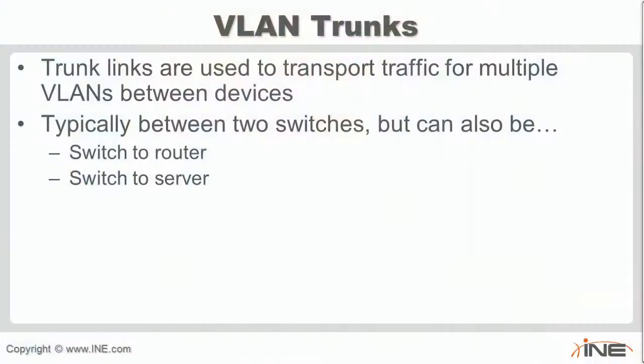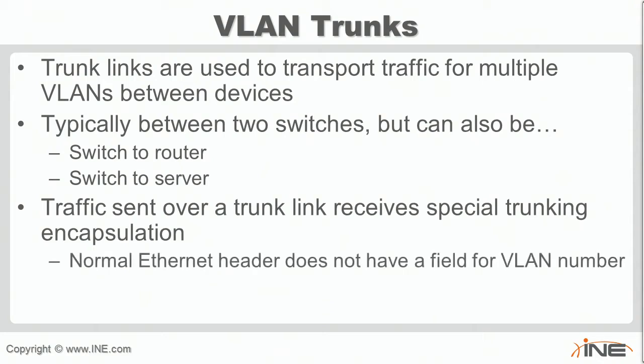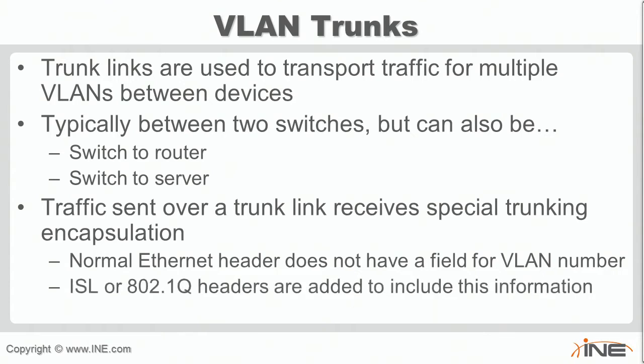encapsulation. But the overall idea behind this is that when the Ethernet frames are sent between the switches, we need some additional encoding in order to carry the VLAN number. And this is what our trunking encapsulation does. The normal Ethernet header, if we were to look at the actual layer 2 packet format, doesn't have a field to handle the VLAN number. This is what the two protocols, ISL for inter-switch link or 802.1q, are used to accomplish.